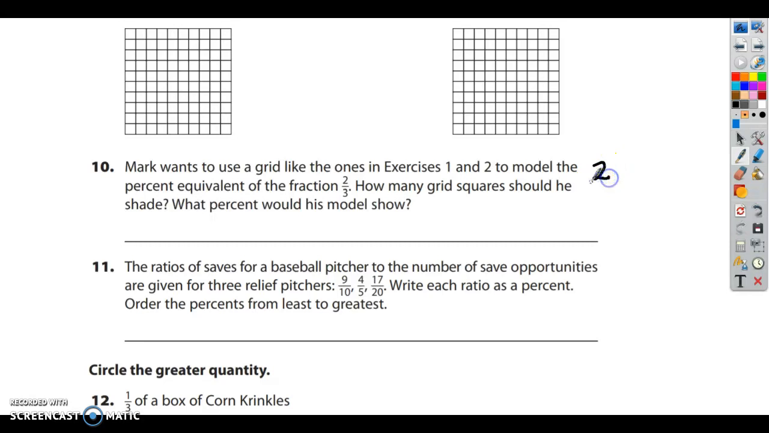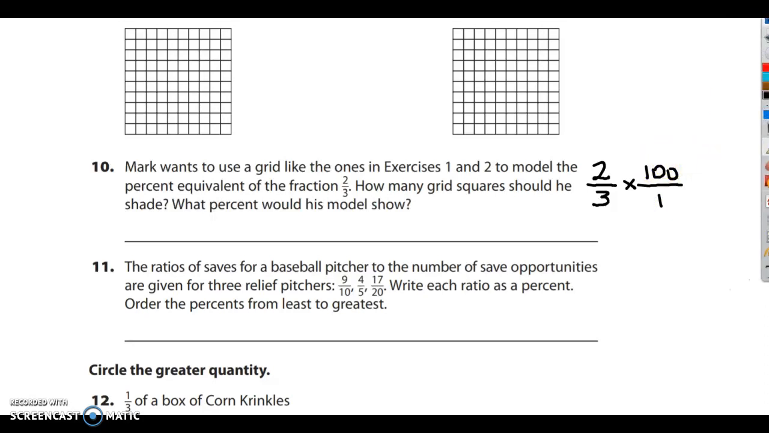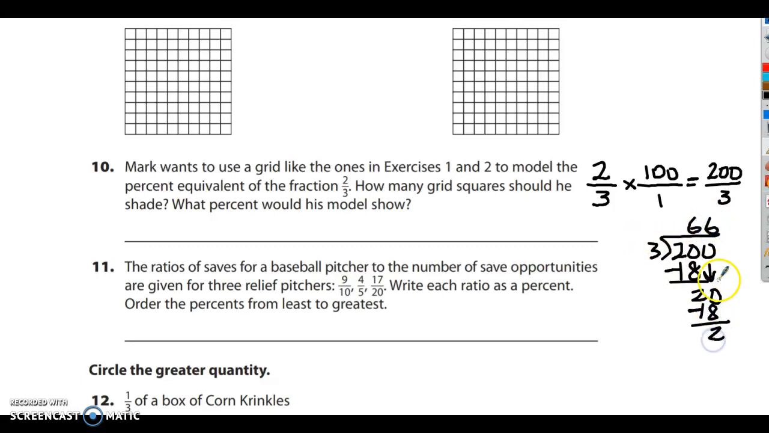So let's go off to the side here and write 2/3 of or times 100. Well, you can't simplify. You would end up getting 200 over 3. And 200 over 3 is the same thing as 200 divided by 3. And 3 does go into 20 6 times. 6 times 3 is 18. And you get 2, so you get 20 again. 3 goes into 20 6 times. 6 times 3 is 18. So you get 66 with the remainder of 2. And that remainder of 2 can be a fraction over the divisor of 3.